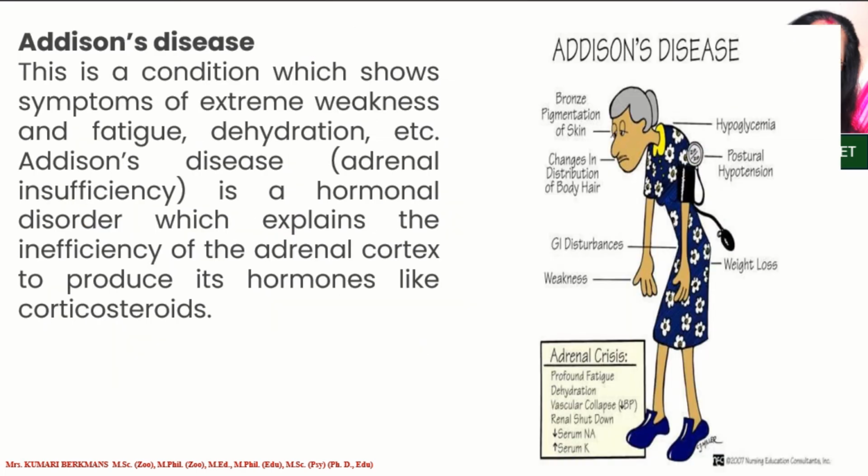Next, let us see Addison's disease. Normal persons can stand straight, isn't it? But in Addison's disease, what is happening here is extreme weakness and dehydration, which are the symptoms of Addison's disease. That is adrenal insufficiency. Adrenal insufficiency means the adrenal hormone is not secreted properly, and that person will be affected with this disease.